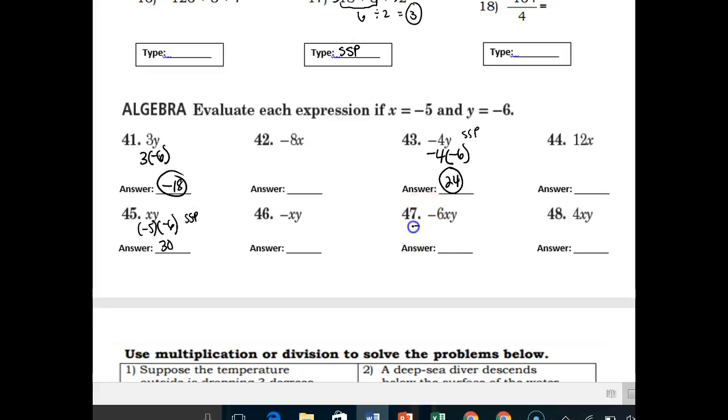Number 47, I have negative 6, parentheses, negative 5, parentheses, negative 6. So I have 3 negatives. That's going to be a negative value. So we got 30 times 6. 30 times 6 is negative 180. Sorry for me not writing that clearly enough.